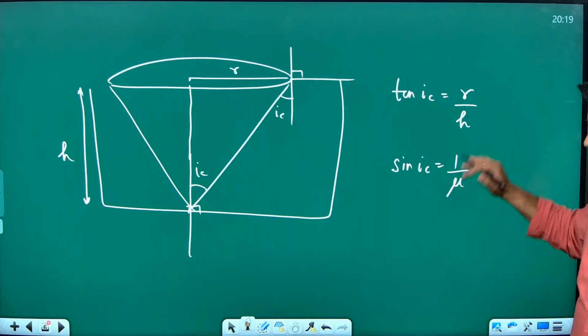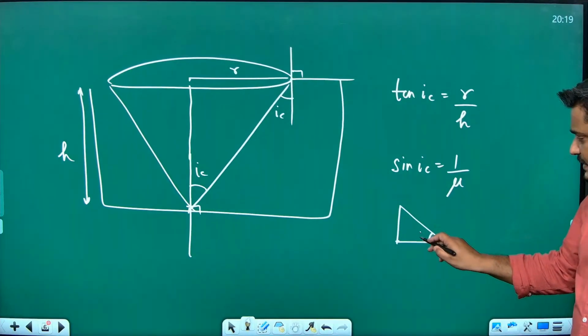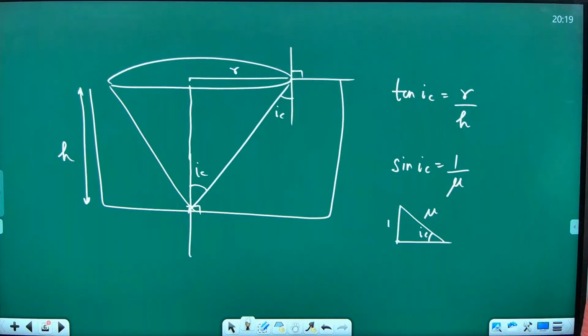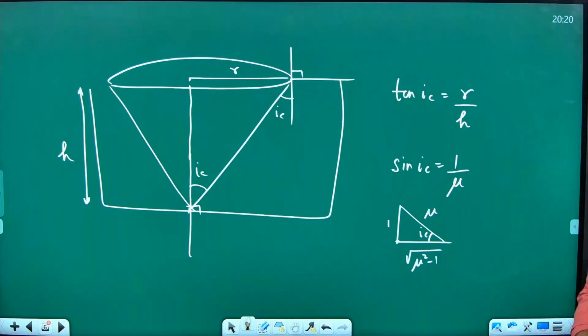If sin IC is 1 by mu, if I draw a unit triangle, then this is IC, and this is 1 and this is mu. Am I right? So what will be this? Root of mu square minus 1. So what will be tan IC? Tan IC is what by what? 1 by root of mu square minus 1.